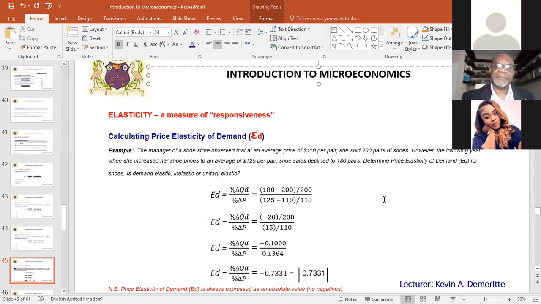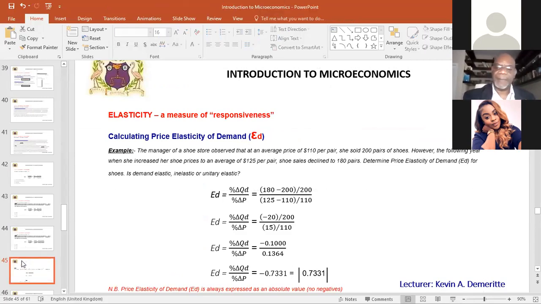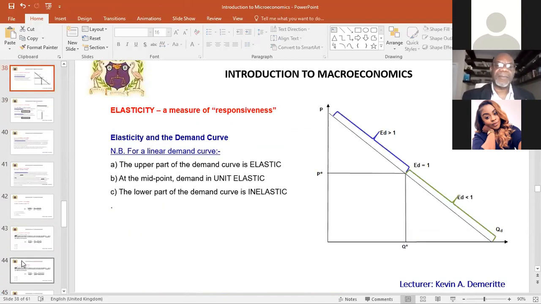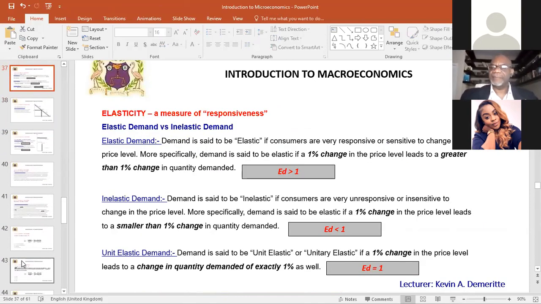Let me go up. What was our answer? 0.7331. We said elastic demand is greater than 1, inelastic is less than 1, unit elastic is exactly equal to 1. So we came up with an answer of 0.7331, which is less than 1. So therefore, it is inelastic demand. Does that make sense? Yeah, it makes sense. Fine.